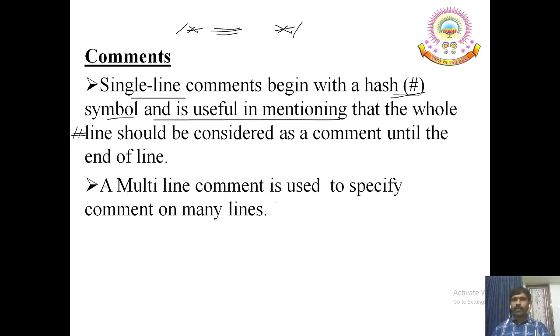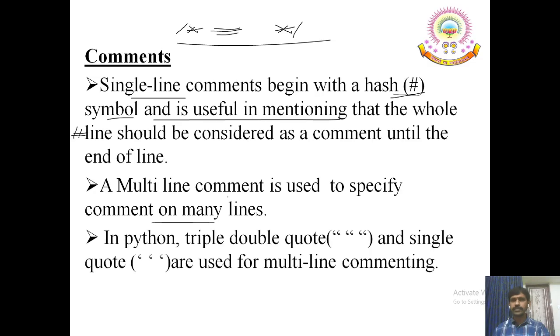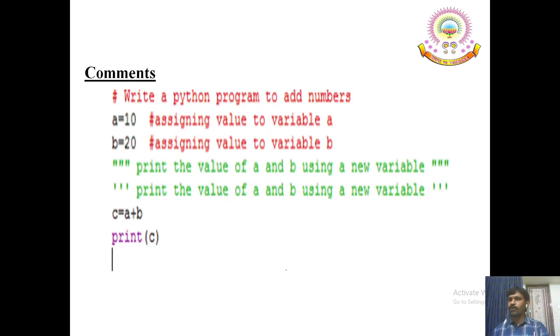Similarly, a multi-line comment is used to specify comments on many lines. That means, like in your C language, there are different ways to specify multi-line comment entries. In Python, triple double quotes and triple single quotes are used for multi-line comments. That means 3 consecutive double quote symbols and 3 consecutive single quote symbols can be used for multi-line comments.